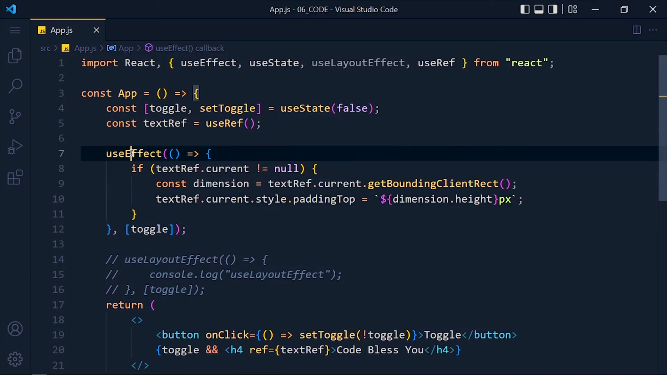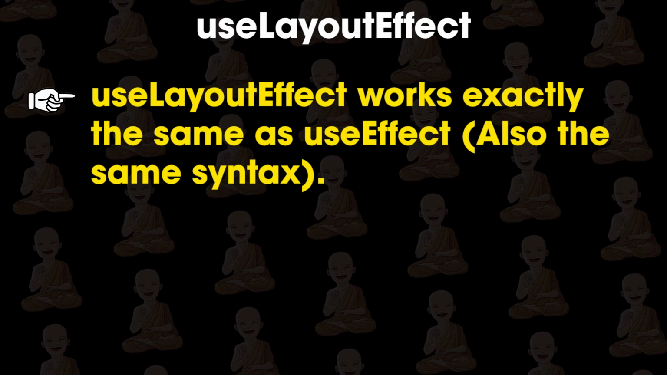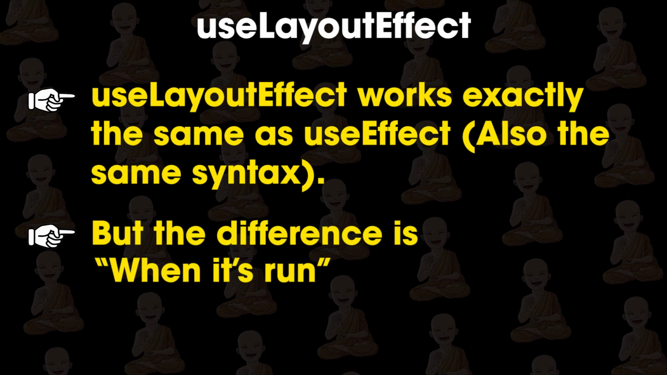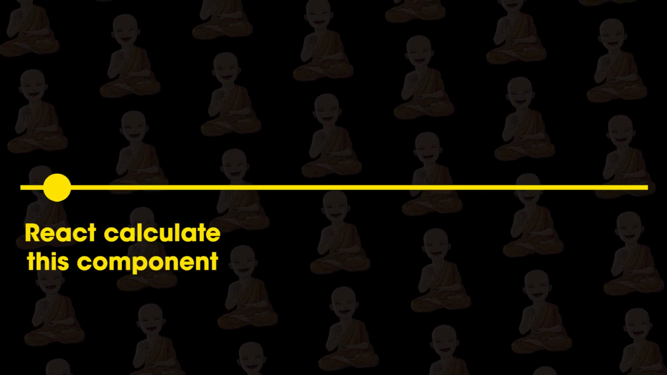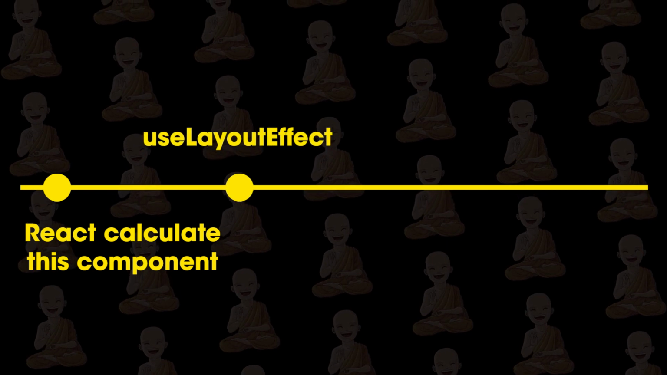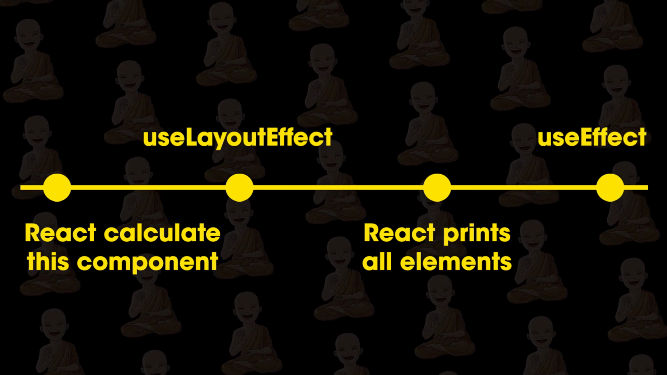Now I replace the useEffect with useLayoutEffect. Save the changes and take a look. See, we didn't see that friction because useLayoutEffect runs before the DOM is printed. So let's recap useLayoutEffect. useLayoutEffect is the same as the useEffect hook, but the only difference is when they run. So the workflow is, first React calculates all mutations, then useLayoutEffect will run, and then React prints all elements on the DOM, and after that useEffect will run.